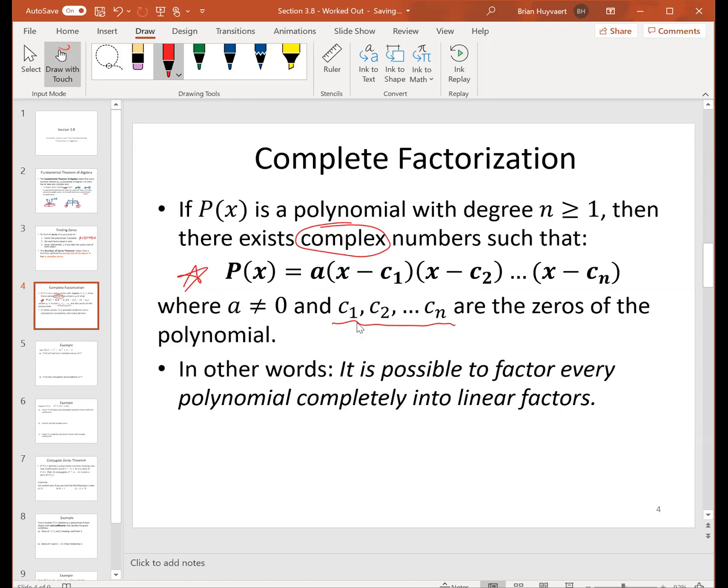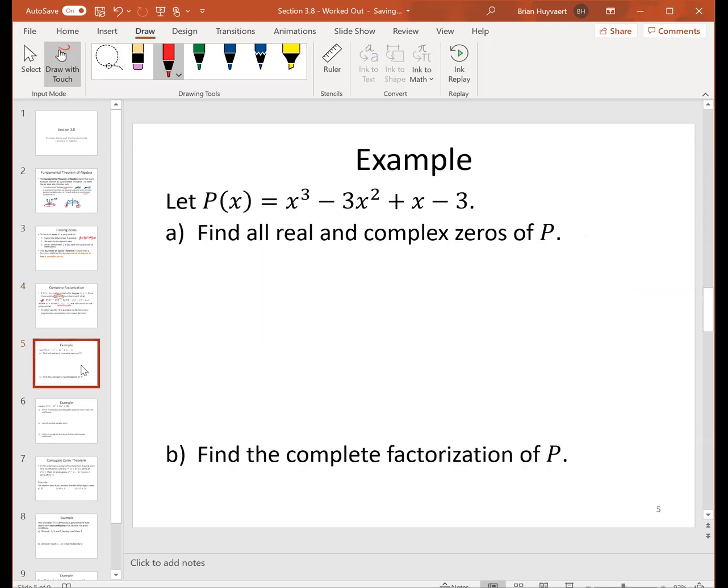Okay, so let's take a look at an example. Let's find all complex zeros, which means real and non-real complex zeros. Complex, again, does include the real numbers.